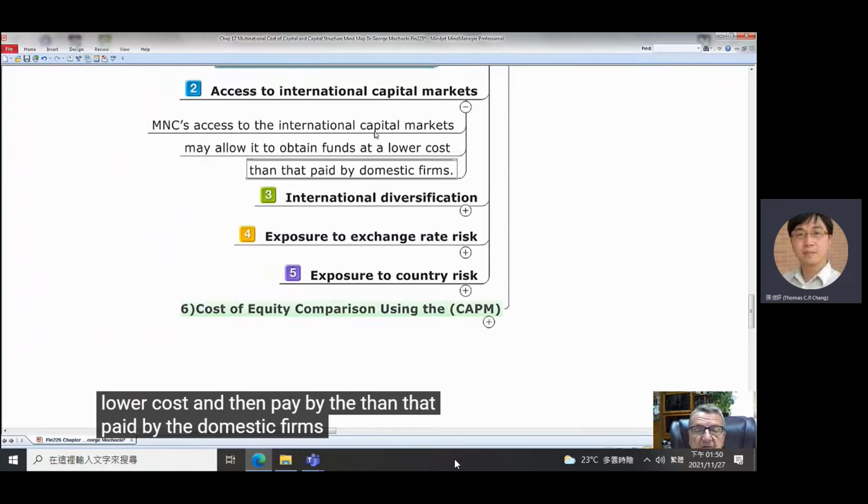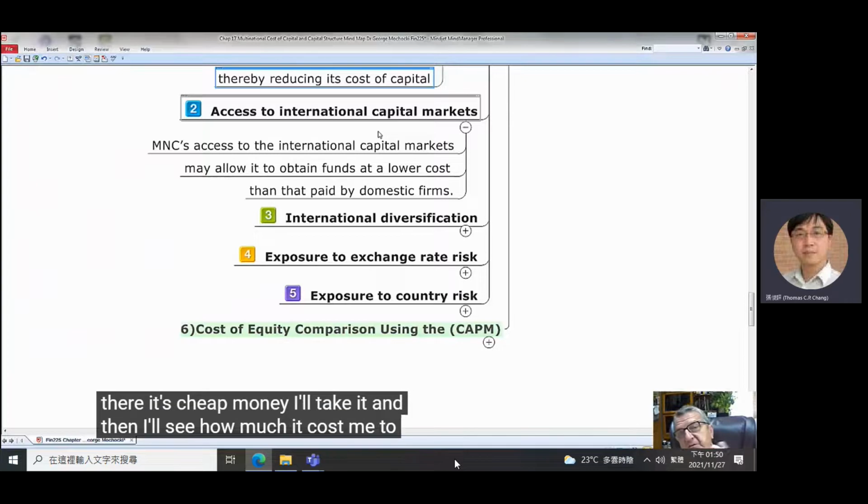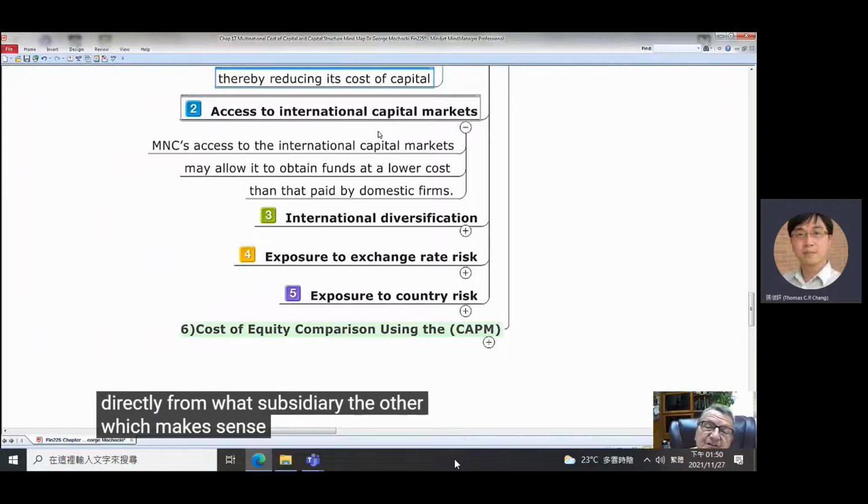domestic firms. So I need the money here, but I'll take the loan there, even though I don't need it for this subsidiary in this country or geographic area, because the money is available to me because of the economy. It's cheap money. I'll take it, and then I'll see how much it costs me to transfer it back to the parent country, or directly from one subsidiary to the other. In the book it tells you I'm always going back against the dollar, but in reality you may be going against one currency or another, because I'm not bringing it back to the parent. I'm just bringing it over into the other subsidiary because I got a better loan.